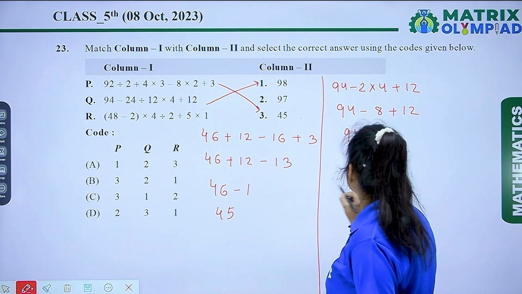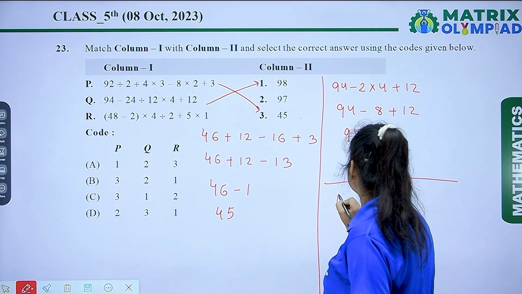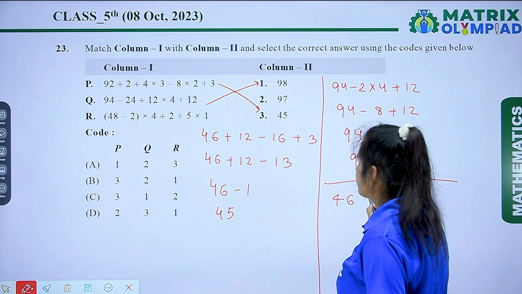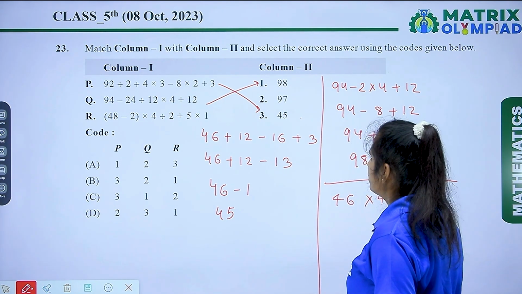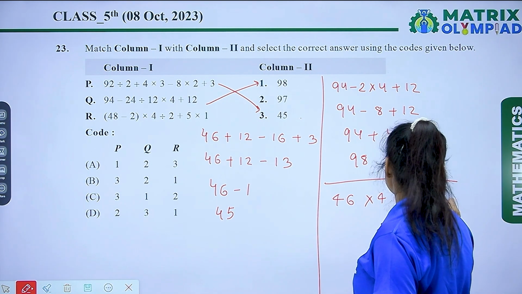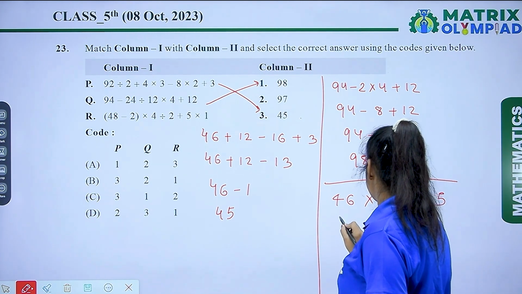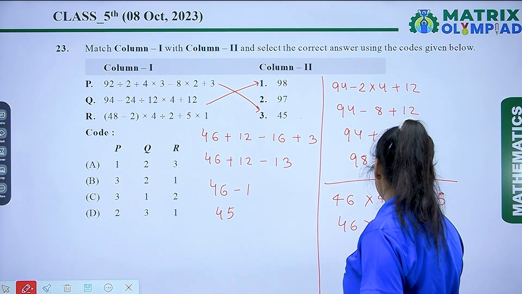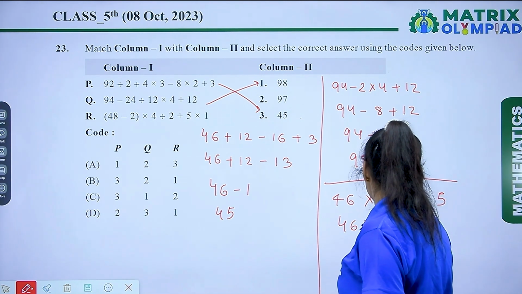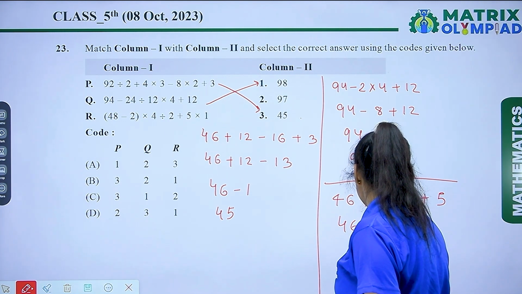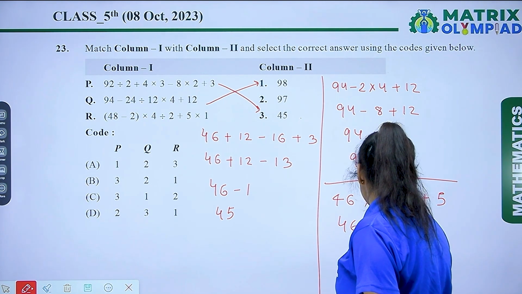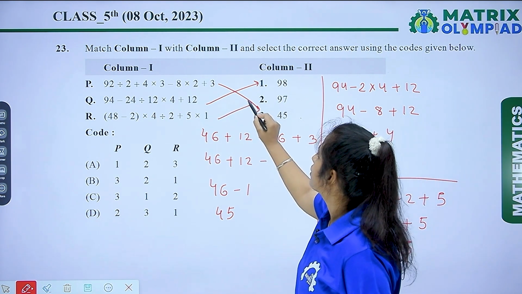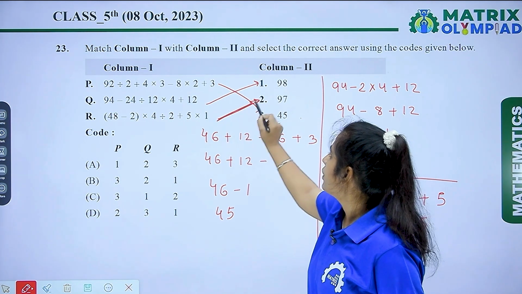Now let's solve the last part of this question. 48 minus 2 is 46, multiply by 4 divided by 2 plus 5. Now here 46, 4 divided by 2 is 2 plus 5. Now here it comes 92 plus 5, which gives us 97. So here the third R part is 2.